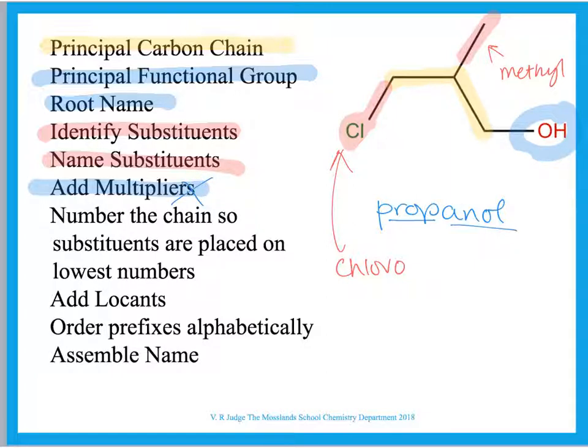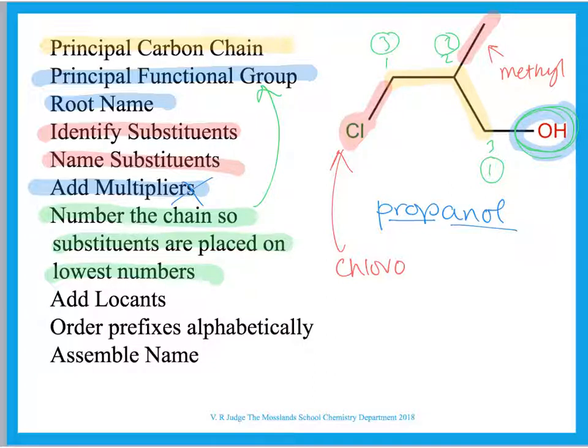Okay, so next we are numbering the chain so that the substituents are placed on the lowest numbers. Now, with this one, you'll notice that there are substituents on each of the carbon atoms. So carbon 1, 2, and 3, or 1, 2, and 3. There's something on every one of those. So what you need to do is go back to your principal functional group, which is your alcohol, and make that carbon number 1. So we're going to use that numbering system there, 1, 2, and 3.